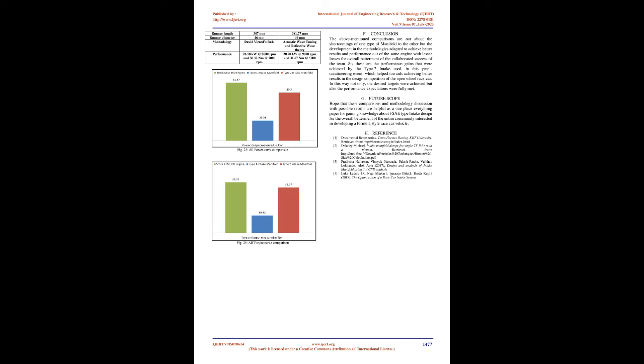F. Conclusion: the above-mentioned comparisons are not about the shortcomings of one type of manifold relative to the other, but about the development in the methodologies adopted to achieve better results and performance out of the same engine with lesser losses, for the overall betterment of the collaborated success of the team. So, these are the performance gains achieved by the Type 2 intake used in this year's scrutineering event, which helped towards achieving better results in the design competition of the open-wheel race car. In this way, not only were the desired targets achieved, but the performance expectations were fully met.